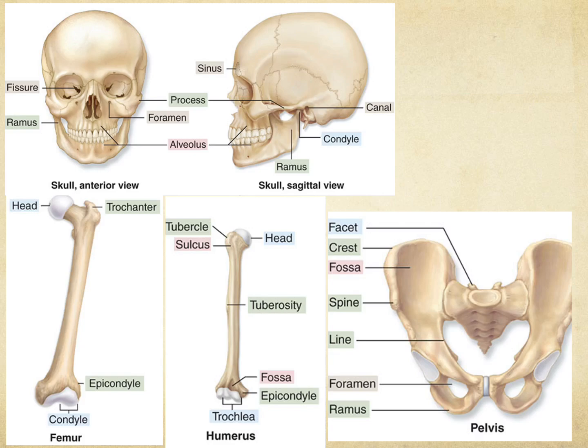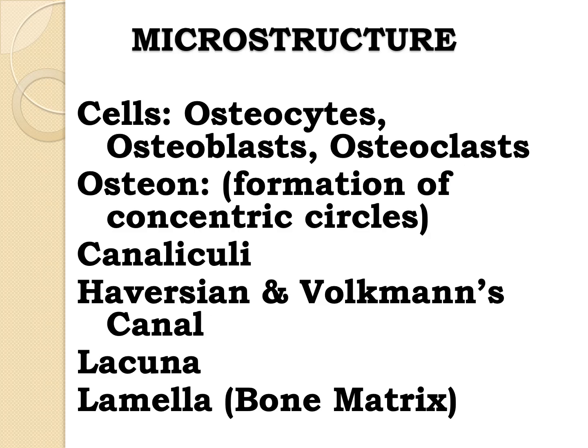And so let's take a look now at the microstructure. When we're talking about microstructure, we're talking about the actual tissue, the histology, in which we're looking at the cells, the osteocytes in their dormant lacunae, the osteoblasts when they are going about building tissue, or the osteoclasts when they're going about recycling the tissue. The osteons, which is the formation of the concentric ringed lamina. The canaliculi, which are going to be connecting the lacunae of the osteocytes to each other.